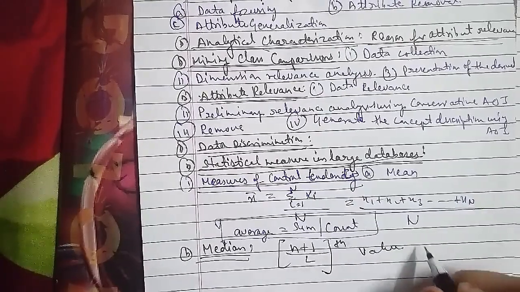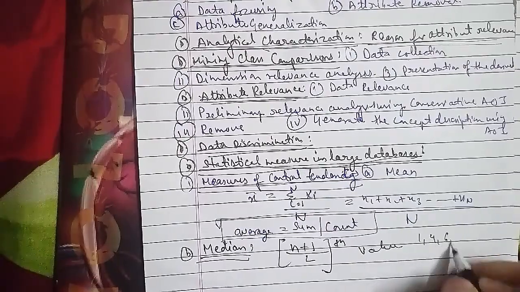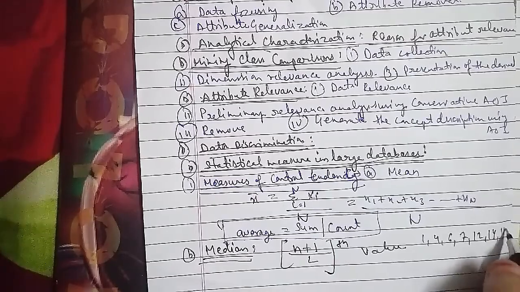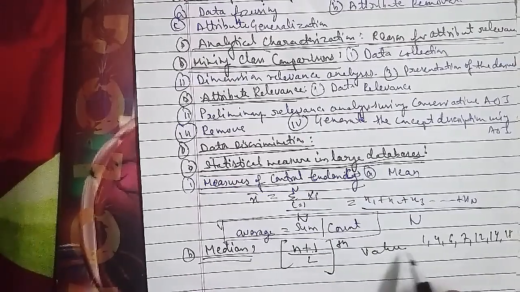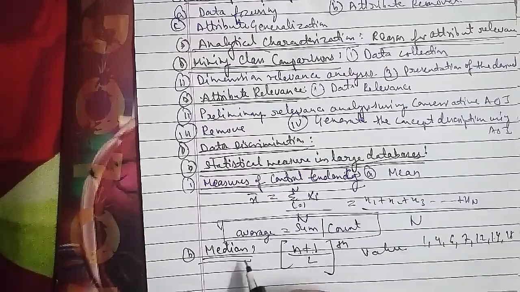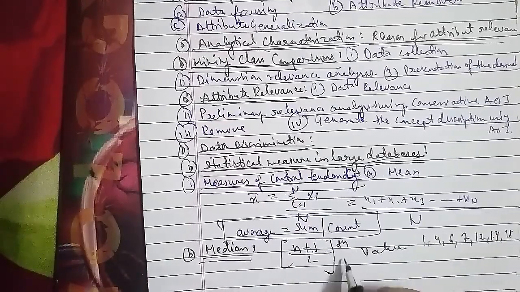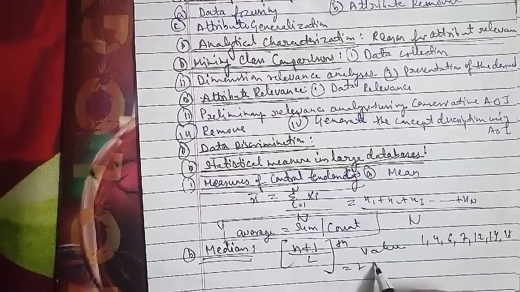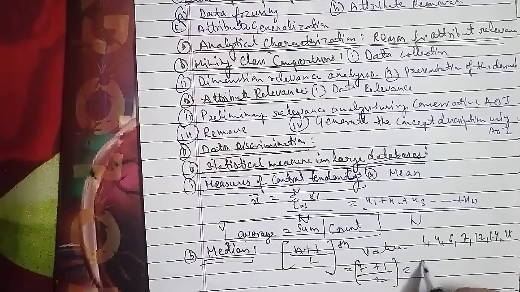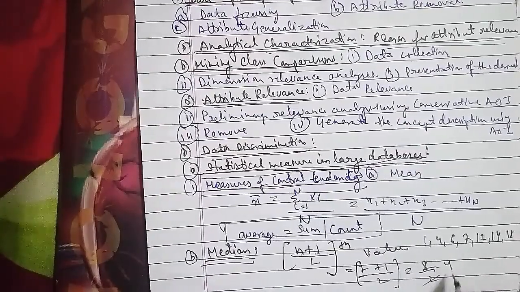1 2 3 4 5 6 7. That means n is odd, so we put the value here: in place of (7 plus 1) upon 2, 7 plus 1 is 8, upon 2, and that we'll get is the fourth term. So the fourth term will be the median: 1 2 3, and this is 4, so the 7 is your median here in this case.